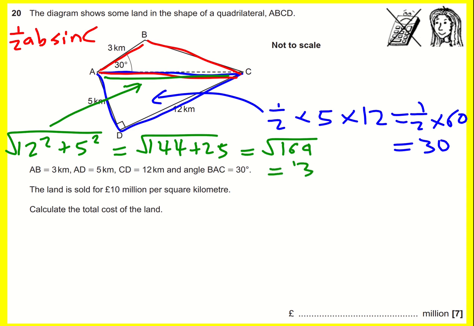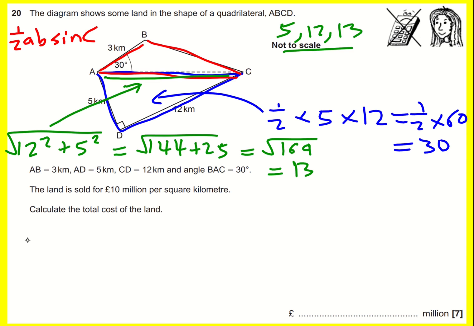You should try and learn this one as this is a Pythagorean triple, 5, 12, 13. They might chuck it in a non-calculator question. It's just good to know. There's a 3, 4, 5 triangle, 5, 12, 13, and the 6, 8, 10. Those are three worth knowing. Okay, that's good because now we can find out what half ab sine C is.